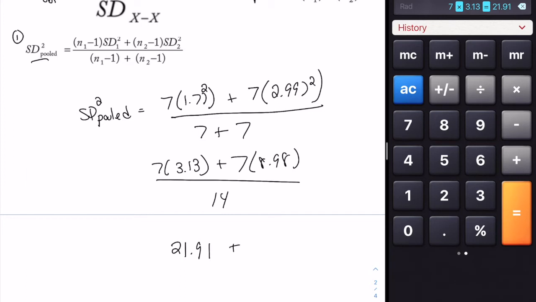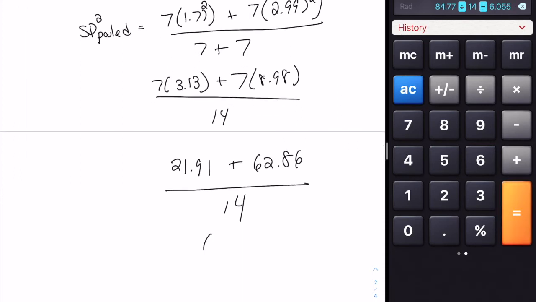7 times 3.13 equals 21.91, plus 7 times 8.98, which is 62.86, divided by 14. 62.86 plus 21.91, divided by 14 equals 6.055. That is our pooled variance.